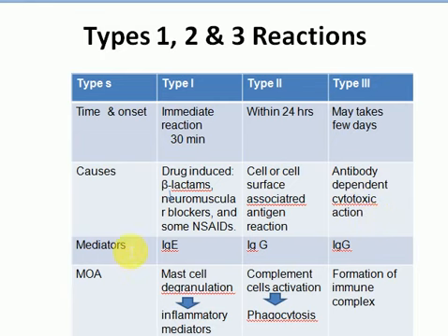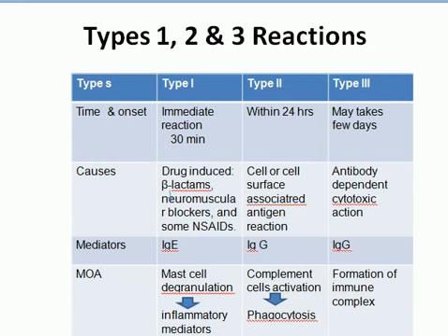The mediators are generally immunoglobulin E in type 1, and in type 2 and type 3 they are immunoglobulin G mediated. The type of action they produce: in type 1, because of mast cell degranulation, they produce inflammatory mediators. In type 2, there is complement system activation and they cause phagocytosis. In type 3, it produces immune complex formation reactions.